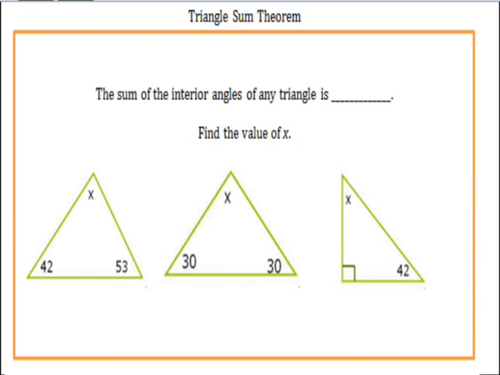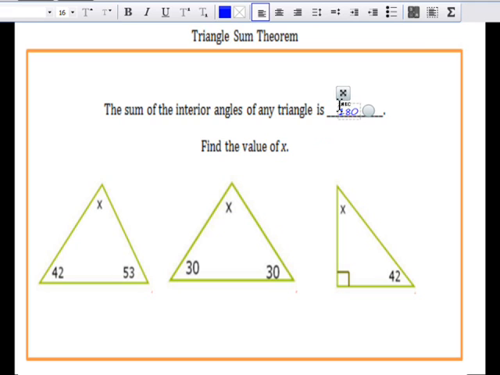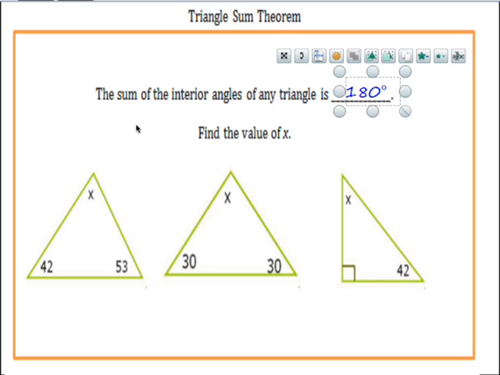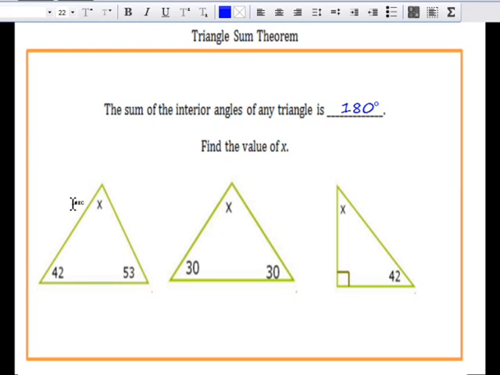The sum of the interior angles for any triangle is 180 degrees, right? 180 degrees. So we can use that to find the value of x pretty simply. Okay. So for this one right here, we would simply take 180 minus 42 minus 53, and we get x equals 85. Okay, so x equals 85. Here, 30 and 30 make 60, so this one, x has to equal 120. Over here, this is 90, and that's 42, so I just do some simple subtraction, and I get x equals 48. If you're lost on any of those, make sure you make note of it somewhere so we can get that question answered in class.